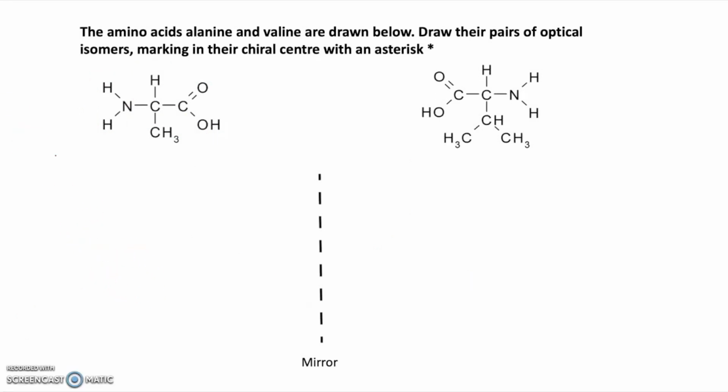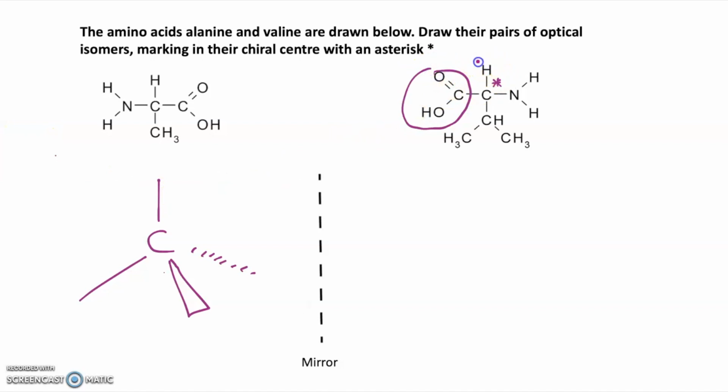So now I'm going to do exactly the same for valine. First of all, I have to identify the chiral center, the carbon next to 4 different groups, and that's the reason that there is optical isomerism here, because there's a carbon next to 4 different groups. So I've marked that in with an asterisk, and then I'm going to draw a tetrahedral, and I'm going to put the 4 groups attached to the chiral center.